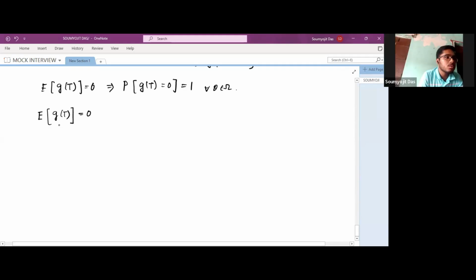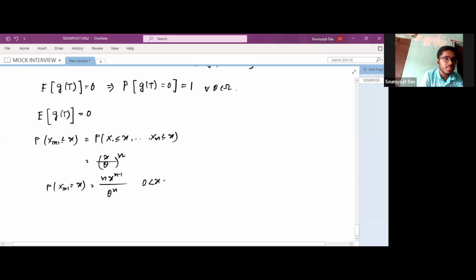Ma'am, g(T) here is any function of X order n, so we need to compute the PDF of X order n. In that case, probability that X order n is less than or equal to x will be the same as probability that all the sample values are less than or equal to x. That will be (x by theta) to the power n. So if I consider X order n equal to x, the PDF will be n x to the power n minus 1 by theta to the power n, where 0 is less than x less than theta.